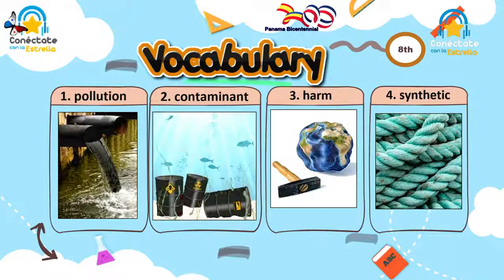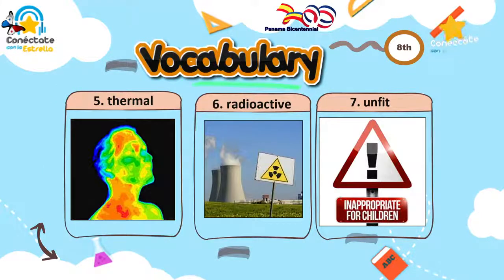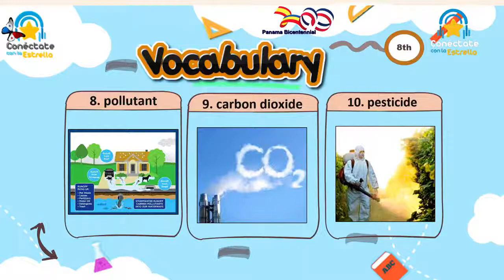Practice makes perfect. Number 1, pollution. Number 2, contaminant. Number 3, harm. Number 4, synthetic. Number 5, thermal. Number 6, radioactive. Number 7, unfit. Number 8, pollutant. Number 9, carbon dioxide. And number 10, pesticide.